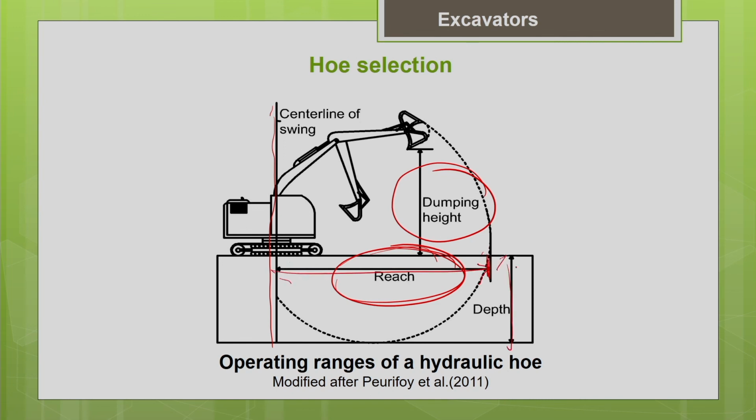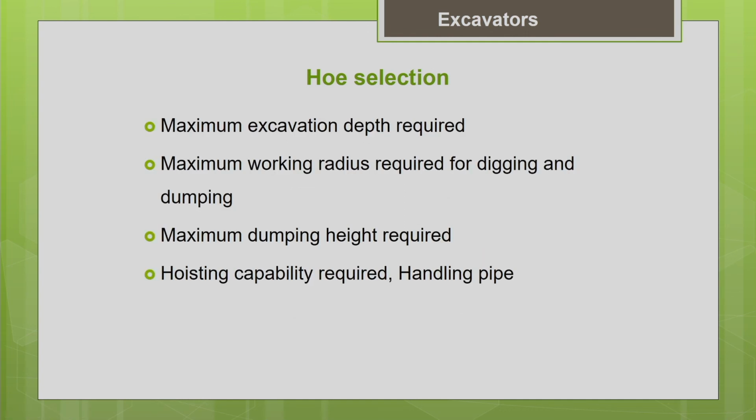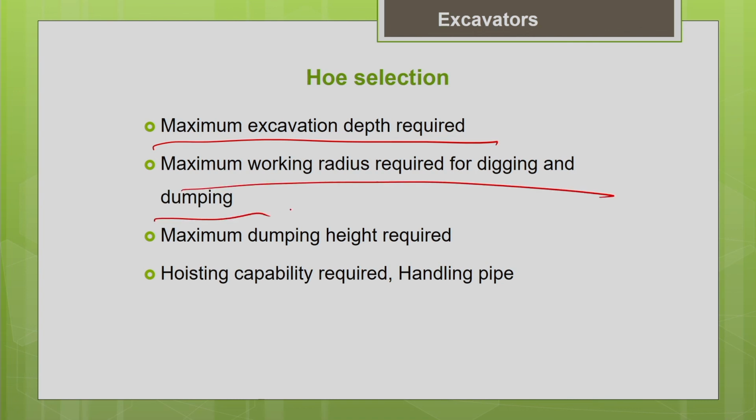And what is the maximum digging depth possible? This information we will get from the manufacturer. It depends upon the backhoe dimensions. You know at your project site what your requirements are: the maximum excavation depth you need, and the maximum working radius you need for digging and dumping. Accordingly, choose a machine with that maximum digging reach.